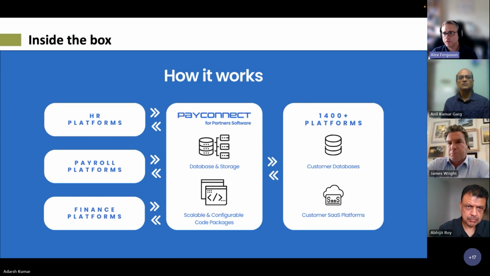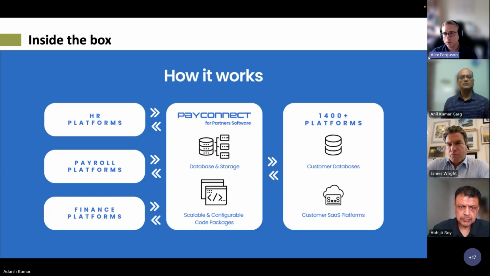To give you an idea of how the platform and solution works, PayConnect is at its core an infrastructure platform that allows the connectivity of different HR platforms, payroll platforms, finance, and a multitude of other software applications that are connected to the internet. And in fact, underneath the hood, we have connectors to more than 1,400 platforms and systems in addition to those HR and payroll solutions that we talked about.